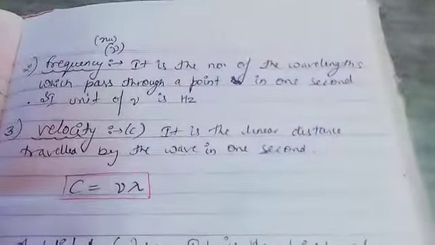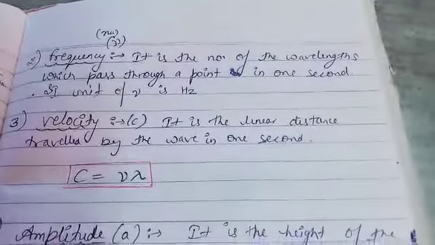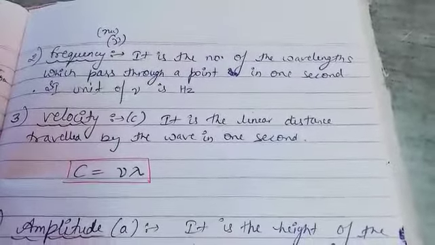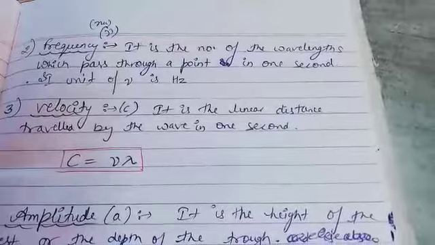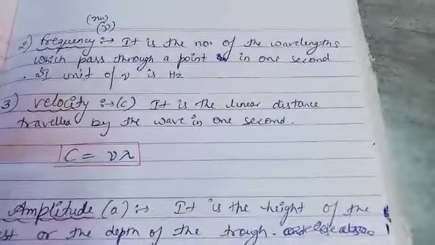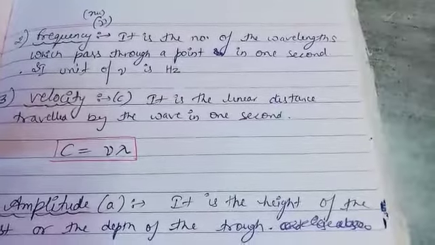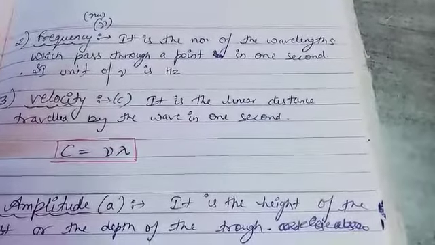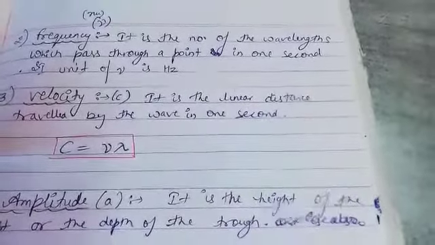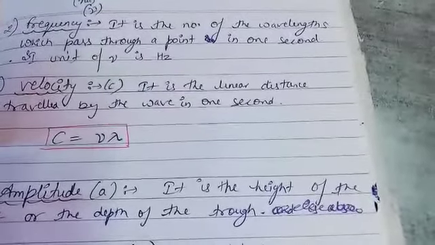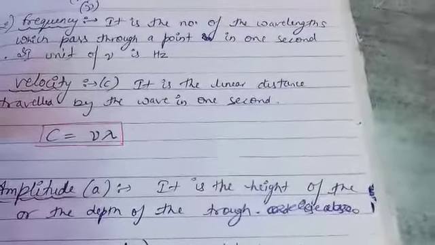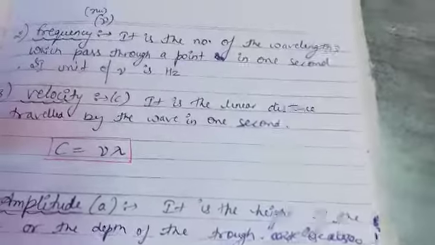Next we have frequency, that is represented by nu. And what is frequency? It is the number of wavelengths which pass through a point in 1 second. How many wavelengths pass through a particular point in 1 second, that one is known as frequency. Simple, frequency is inversely proportional to wavelength. More is the frequency, less is the wavelength, and if the wavelength is longer, then frequency is less, so it's inversely proportional.